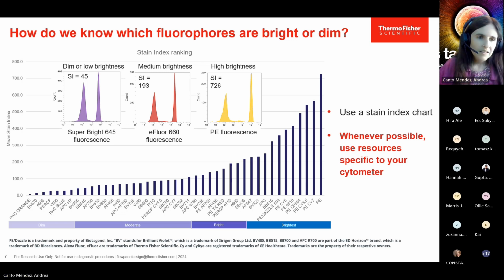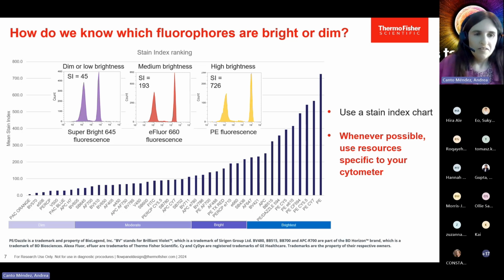Typically, you will see a chart like this one, where you can see the fluorophores organized from the brightest to the dimmest. This graph you are seeing in the slide is specific for an Attune instrument. And whenever possible, we highly recommend to use resources that are specific to your cytometer. For example, as we mentioned before, it's not the same to have a green laser or a yellow-green laser. Or for example, PE is not going to have the same brightness if we have only a blue laser or if we have the yellow laser that is more efficient in its excitation.